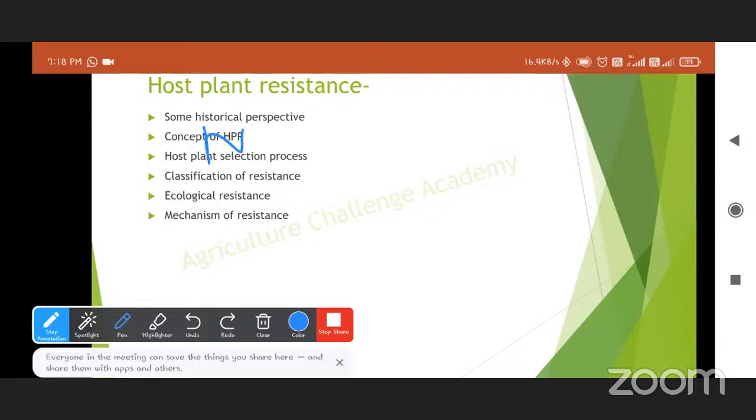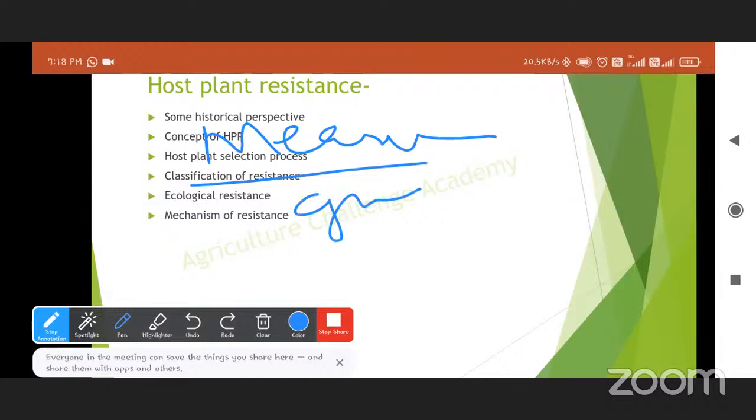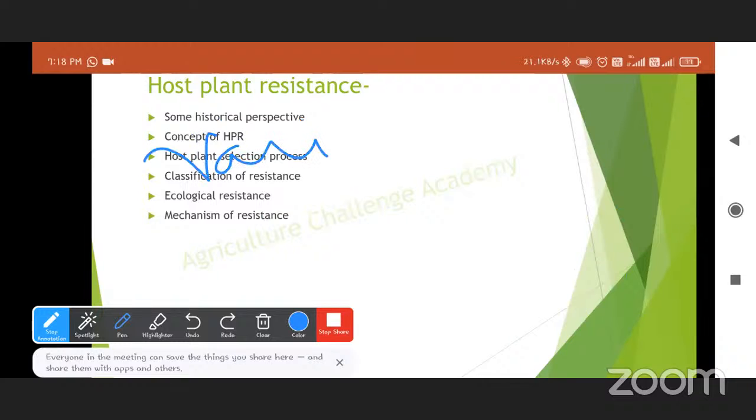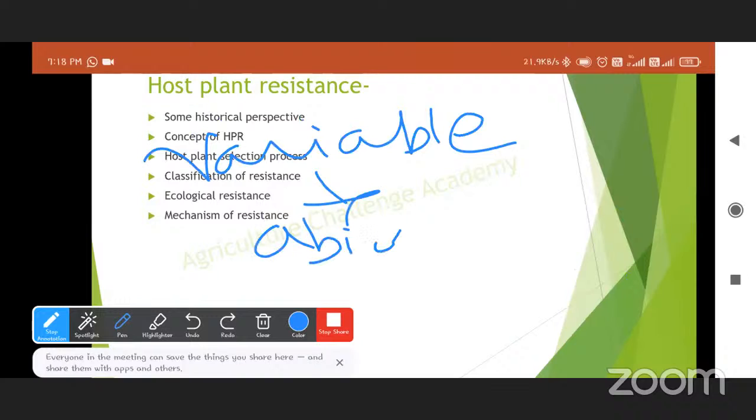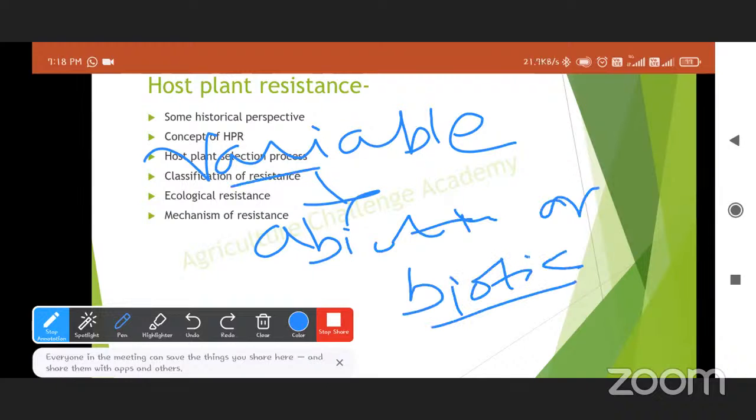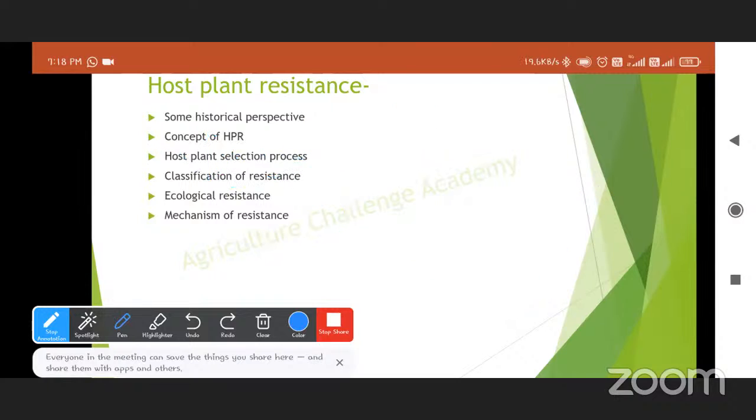The next one is measurable. Resistance is always measurable. It can be quantitatively measurable or qualitatively measurable. Then the next characteristic is that it is variable. It can be easily modified by abiotic factors or biotic factors. These four characteristics are for assessing resistance. The first is heritable, the second is relative, the third is measurable, and the fourth is variable.